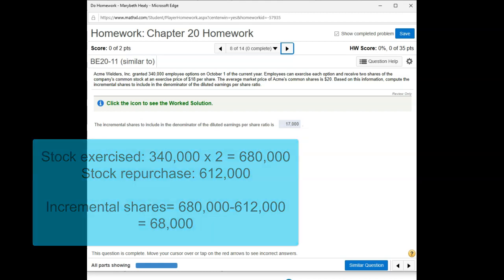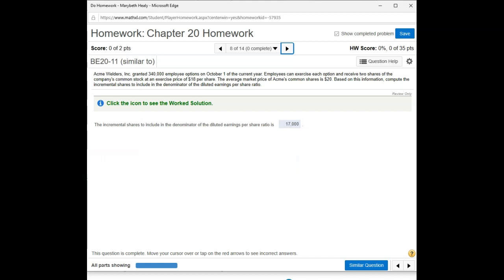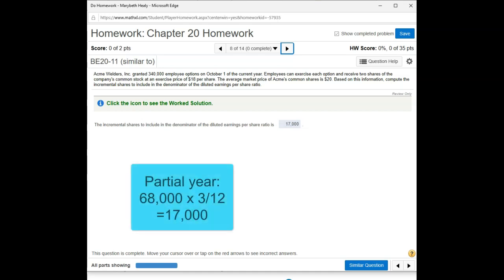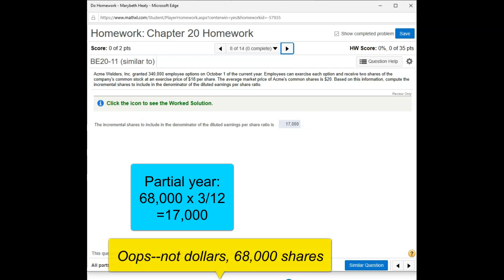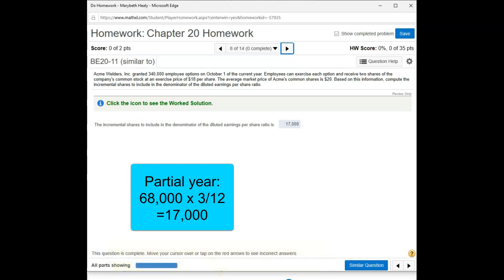That's incremental shares. The last little twist here is that this only happened in October. Because of that, we do a partial part of the year, just like we do with the weighted average common shares outstanding, and we simply take the 68,000, multiply that by 3/12, October, November, December, 3 months out of the year, and that'll give us our answer of 17,000.